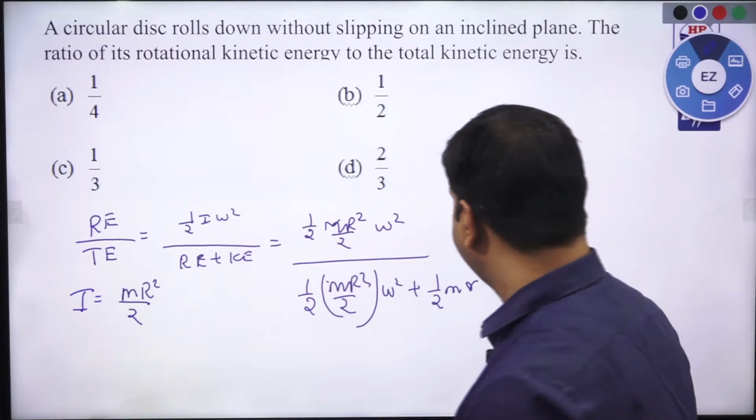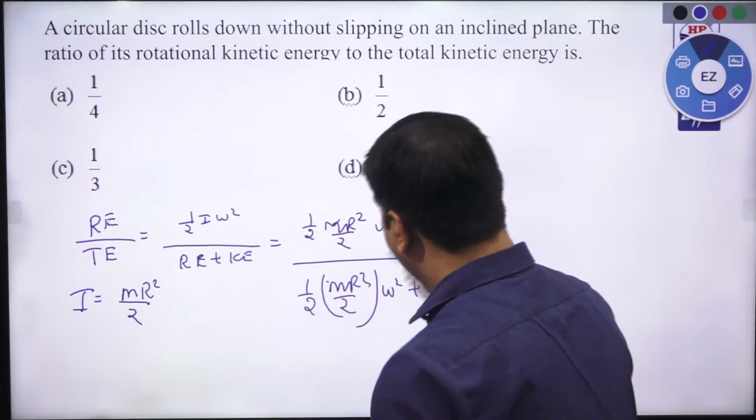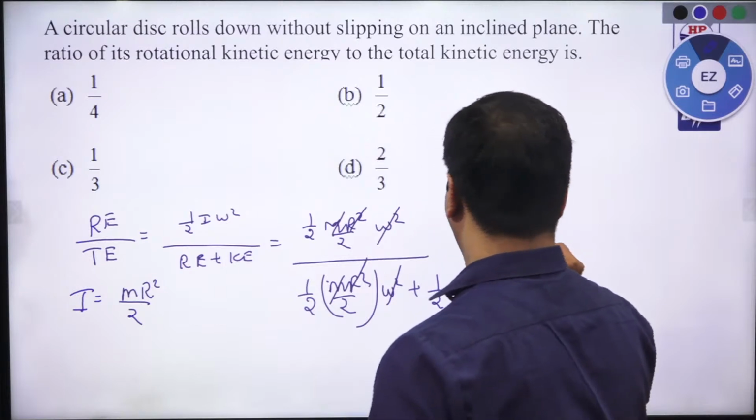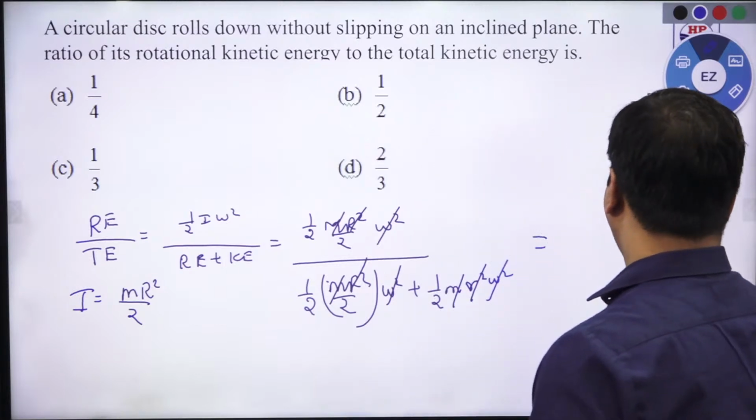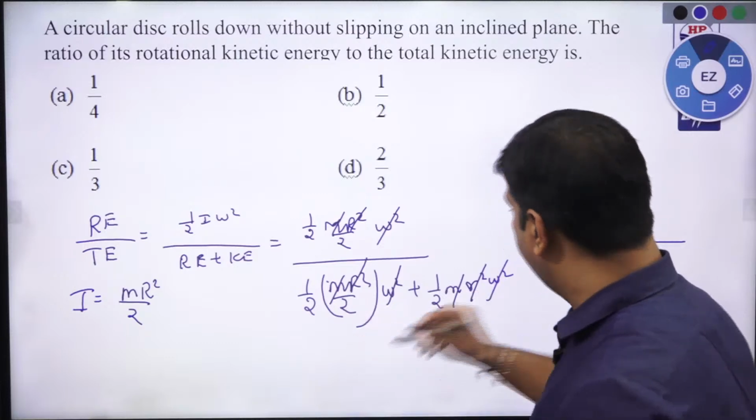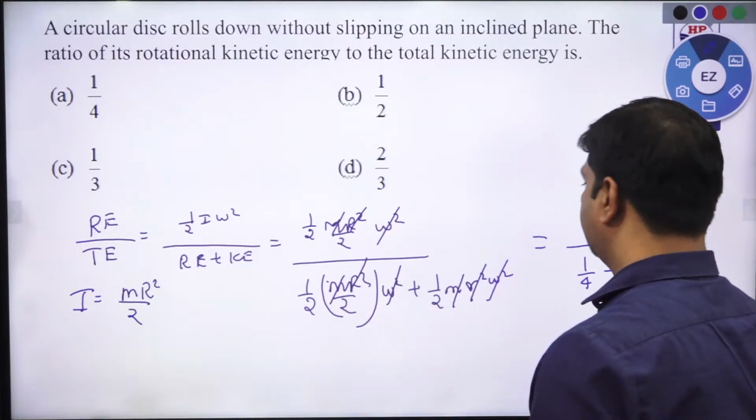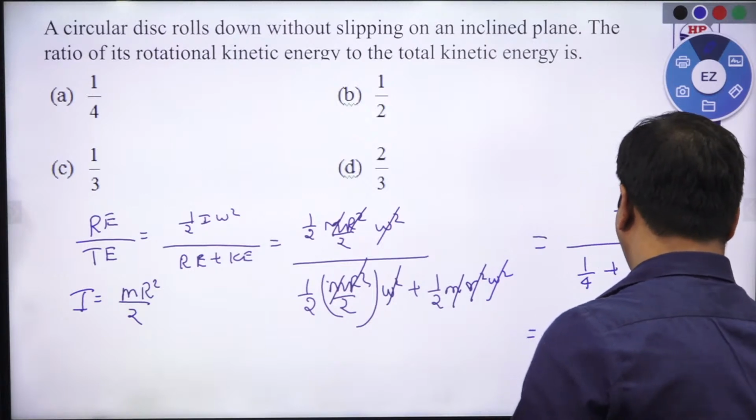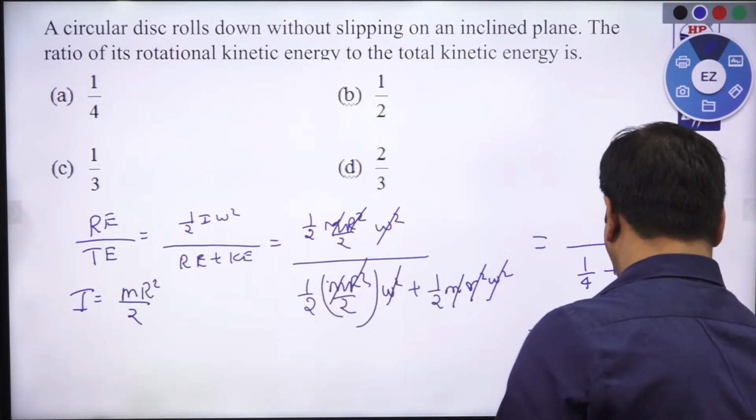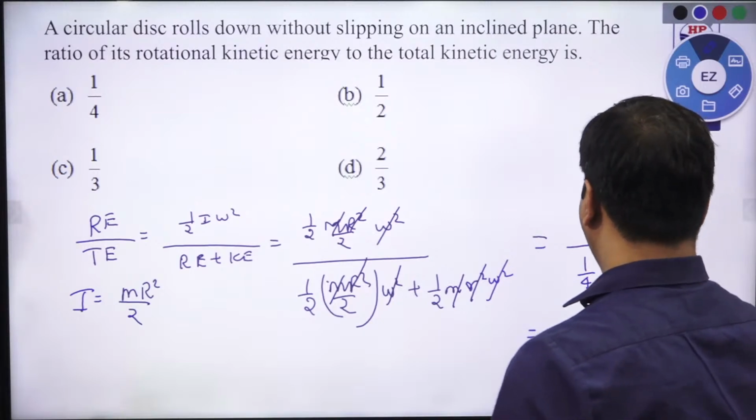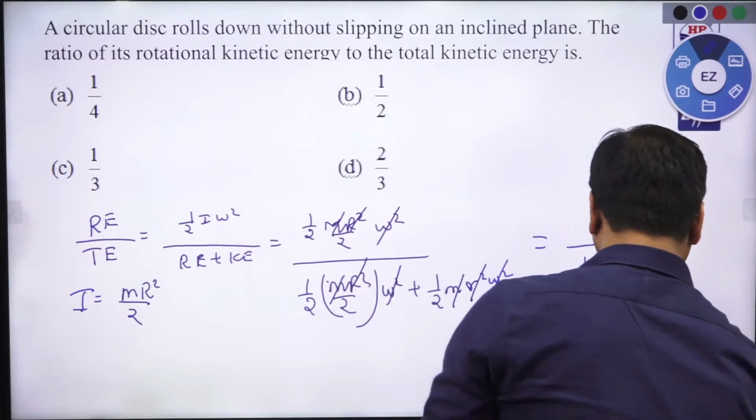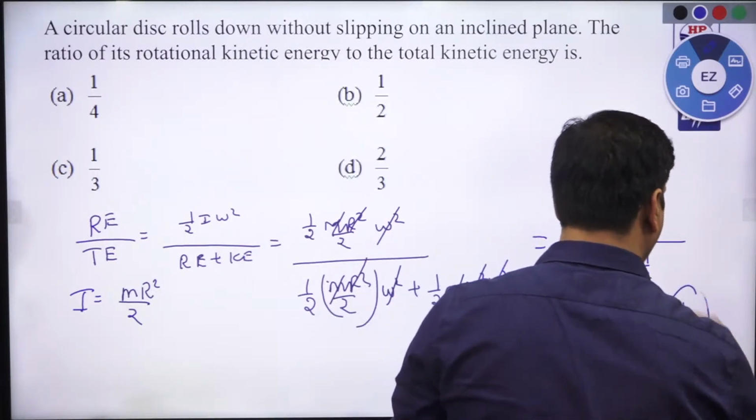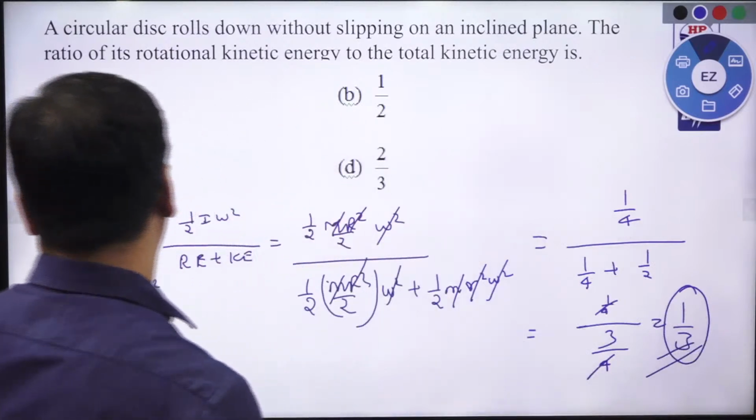So you can see this m r square omega square cancels from here, and from here also. So the numerator came to be 1 by 4, and the denominator is 1 by 4 plus 1 by 2. If I take the LCM, it is 1 by 4 divided by 4, and this one is 1 plus 2, that is 3. So the ratio came to be 1:3. So the answer is option C.